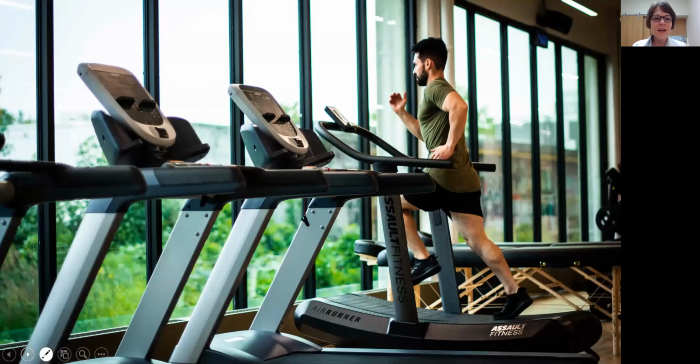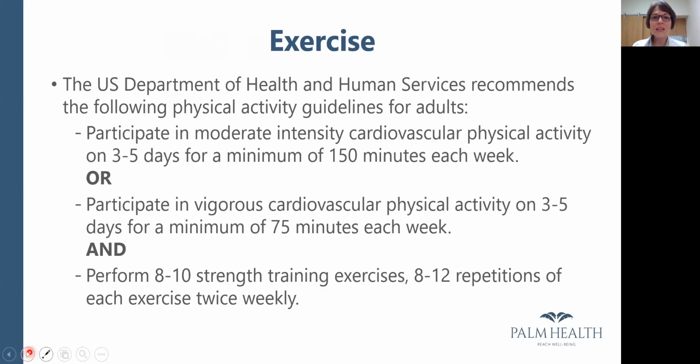All right, exercise. We're going to make sure that we're getting plenty of good exercise. The U.S. Department of Health and Human Services recommends the following physical activity guidelines. Moderate intensity activity, 150 minutes a week, with a minimum of 10 minutes at a time. You've got to have at least 10 minutes at a time for it to count. Or you can do vigorous activity for 75 minutes a week. Pick one of the top 2, and strength training twice weekly.